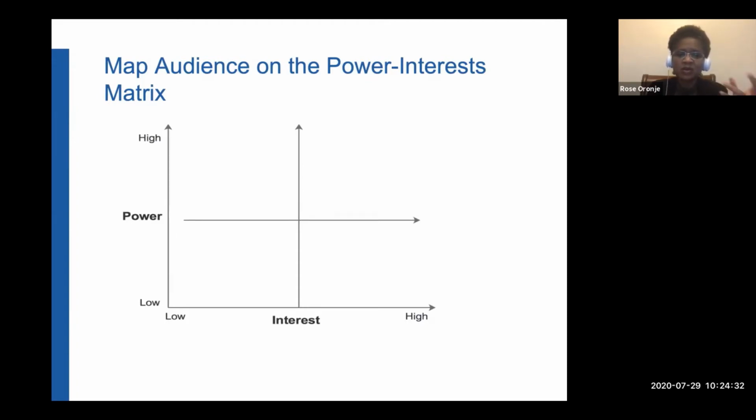So either people have a lot of influence on the issue, which means they would be at the top of the axis, or they have low influence, or they have mid-level influence on the issue. At the bottom here, we have the interest axis. And again, people may have low interest, or they may have a lot of interest. And interest here, we are thinking more of whether people are concerned about this specific issue you're trying to address, or they are affected by that issue.